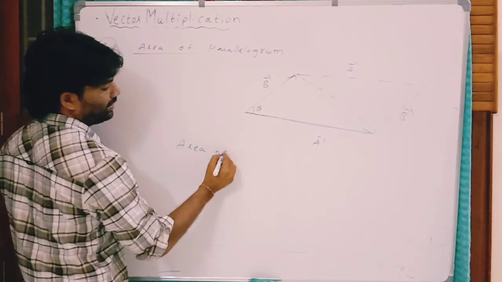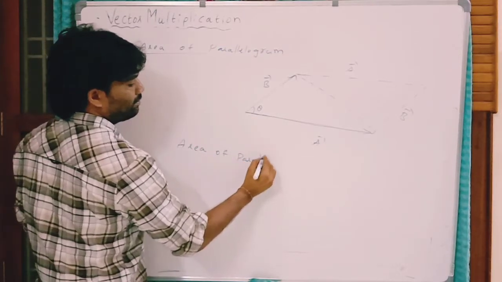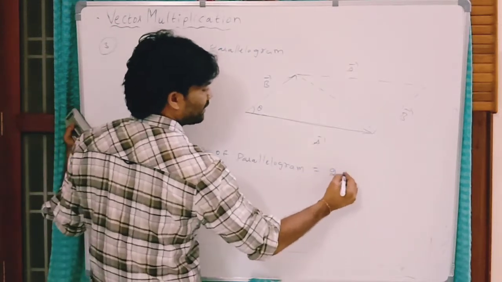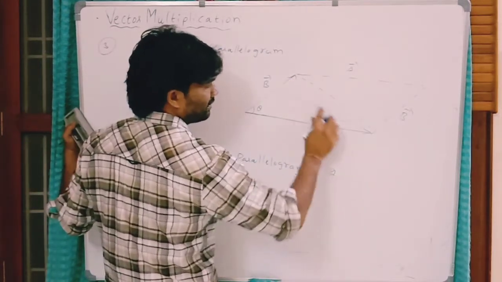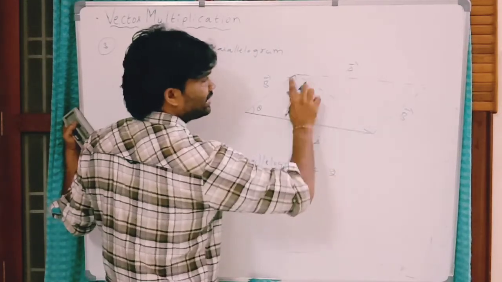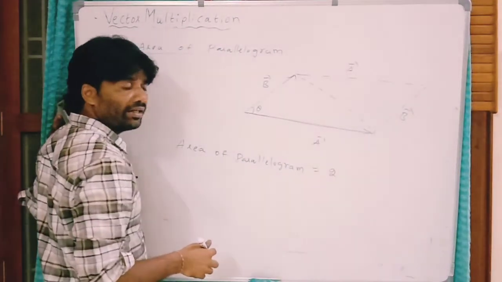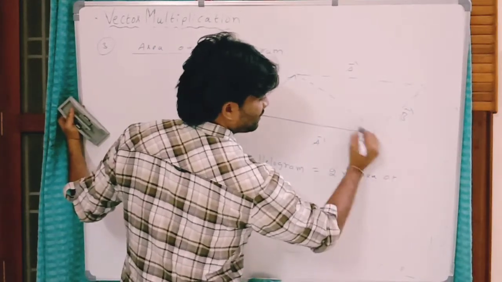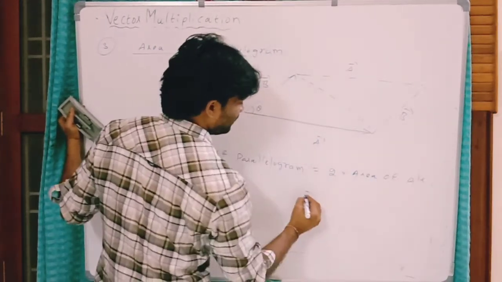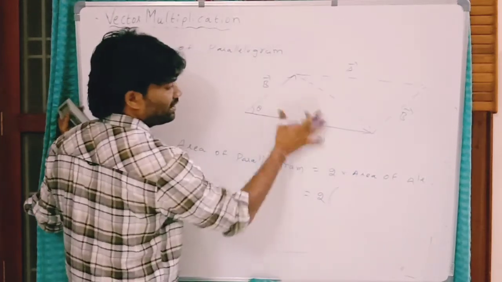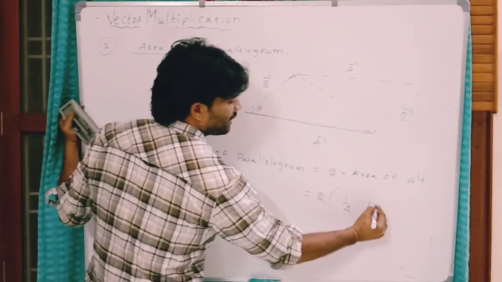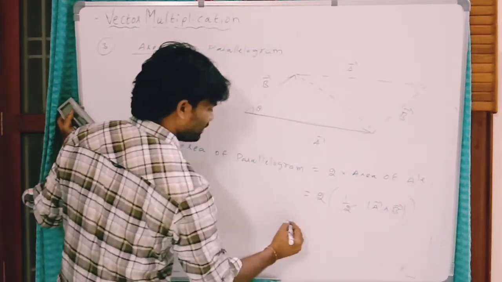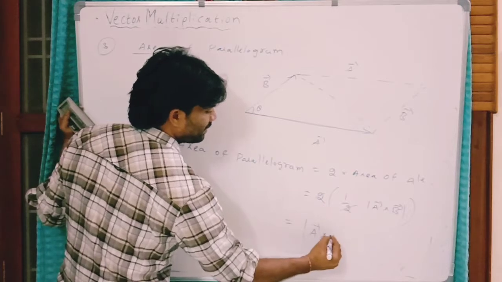I can write area of parallelogram is equal to 2 times the area of each triangle. This triangle area plus this triangle area gives the total area of the parallelogram. So this is a 2. What is the area of this triangle? Just now we have written half A cross B. This 2 cancels, it gives mod of A cross B.